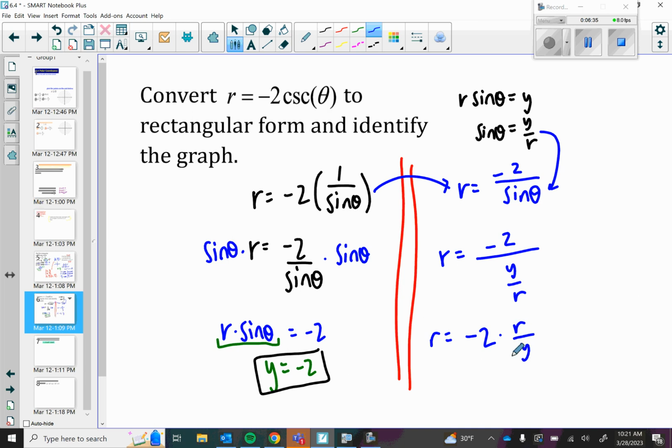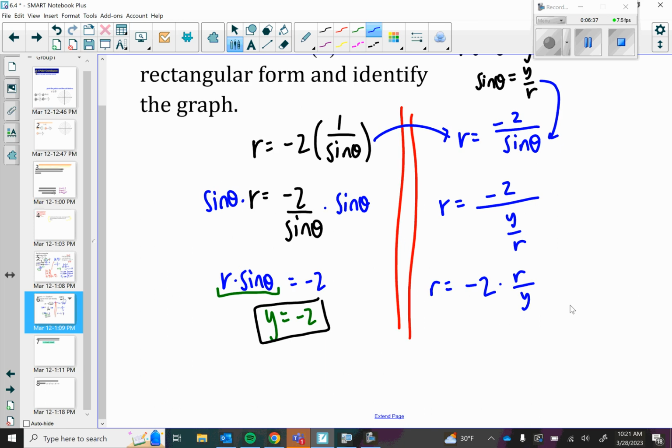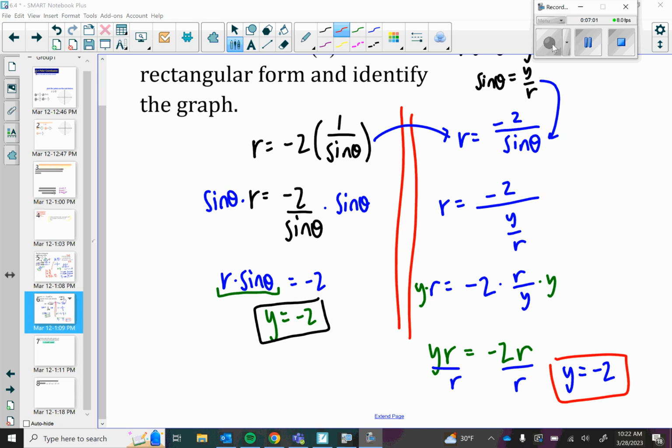If I am trying to get rid of r, I'm going to multiply both sides by y because I don't really like that in the denominator. So we have y r is equal to negative 2 r, and then I'm going to divide both sides by r. And I get y is equal to negative 2. Again, the same answer we saw, just a different way to do it. The other question we are asked here is not only to find the rectangular form, but identify the graph. y equals negative 2 is a horizontal line.